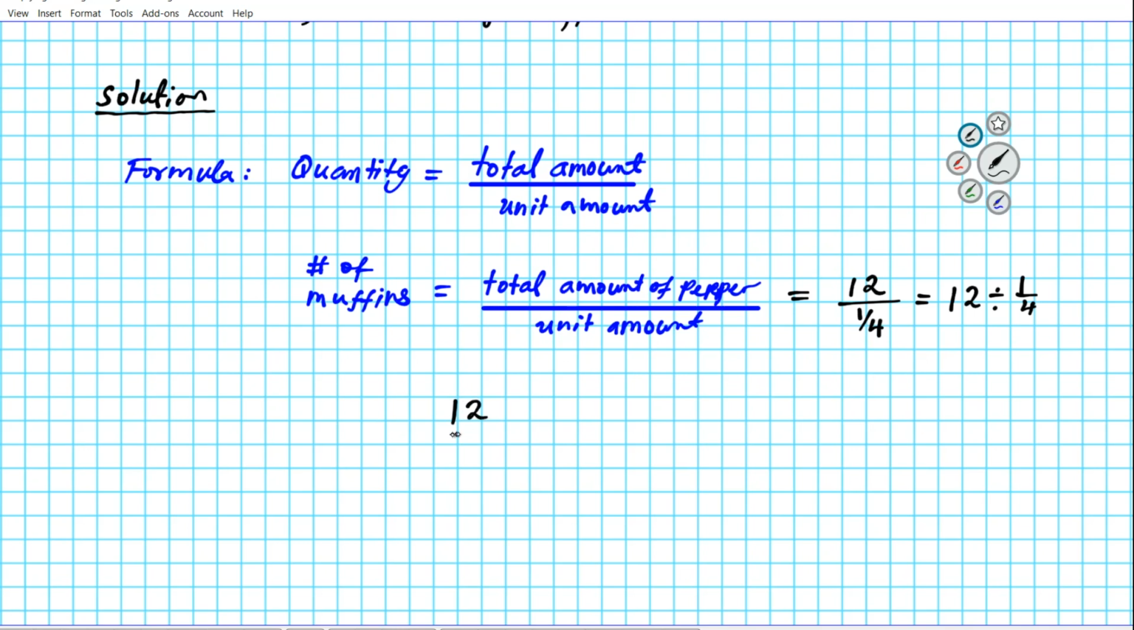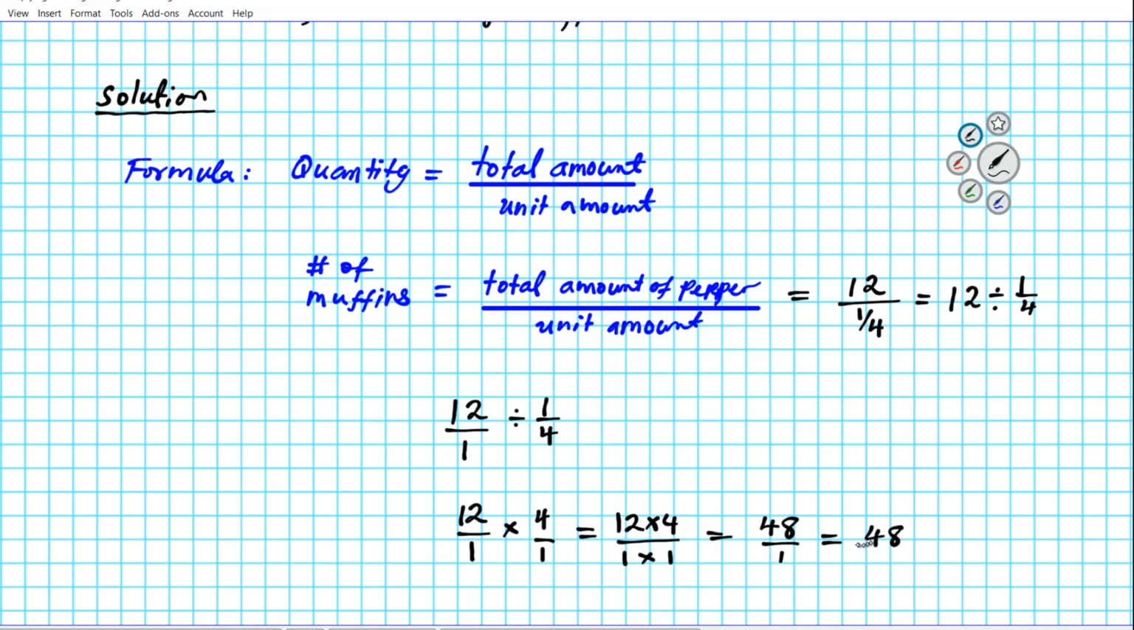So 12 divided by 1/4, we're going to follow exactly the same procedure that we discussed throughout this presentation. First of all, make sure that they're both fractions. This is a whole number, so write it in its fraction form over 1. Keep, change, flip: keep the first fraction, change the division to a multiply, and flip the second fraction. Bam, bam, bam. Multiply top times top, bottom times bottom. Bam. 12 times 4 is 48 divided by 1, which is just 48.